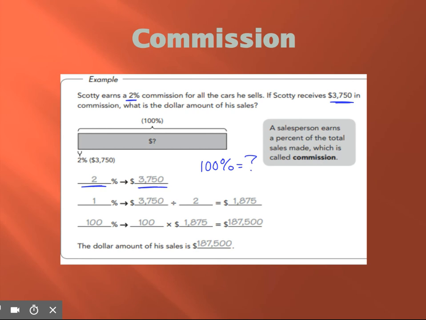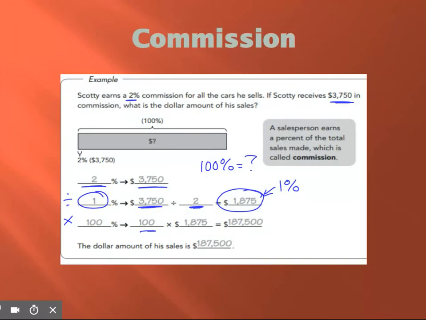So to do that, you want to find first what 1% is. So you're going to do the division step first. So you divide the amount he made by the percent. So 3,750, they do the math for you, divided by 2 is 1,875. So that is 1%. So now we're going to use that number to find out what 100% is. This is the multiplication step. Again, it's always division and multiplication and some combination.